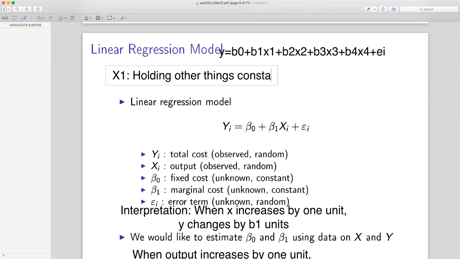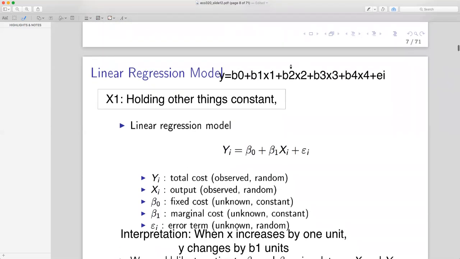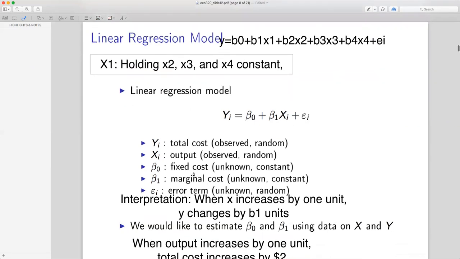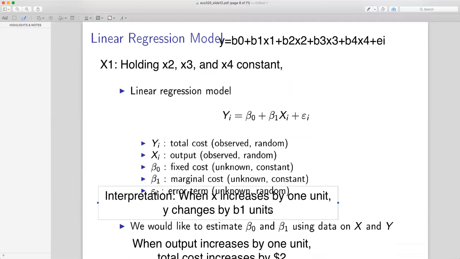Why are you saying holding other things constant? Because you are conditioning on x2 equals something, x3 equals something, x4 held constant, and you want to analyze this. That is actually a benefit of using multiple regression. You can say it another way: holding x2, x3, and x4 constant, you can do exactly the same thing. When x1 increases by 1 unit, y changes by beta 1 units.